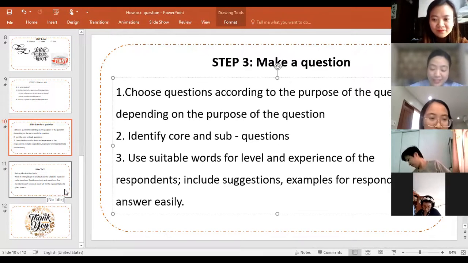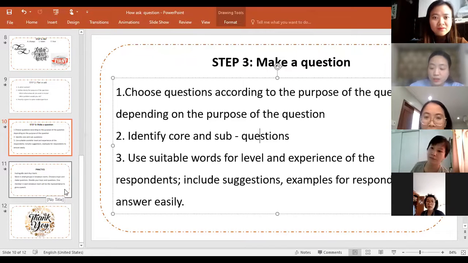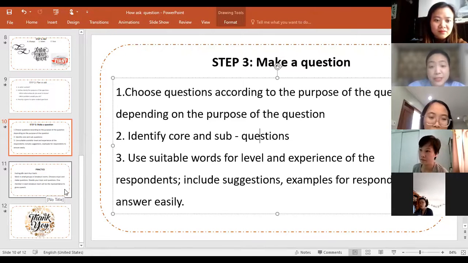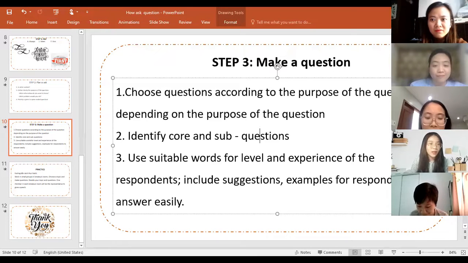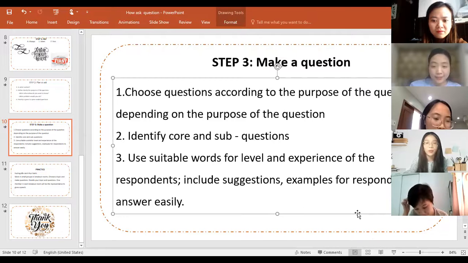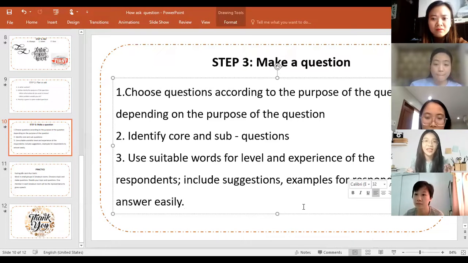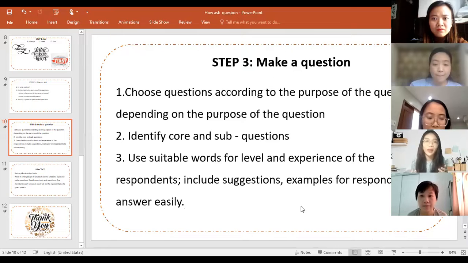And now Miss Ling will give you instructions for our activity. Yes, all right. So thank you for your sharing, Miss Anh. Next, everyone, you're going to work in small groups in our breakout rooms. Then please choose a topic that you want to make questions about. You're going to practice making core questions and sub questions for the topic.